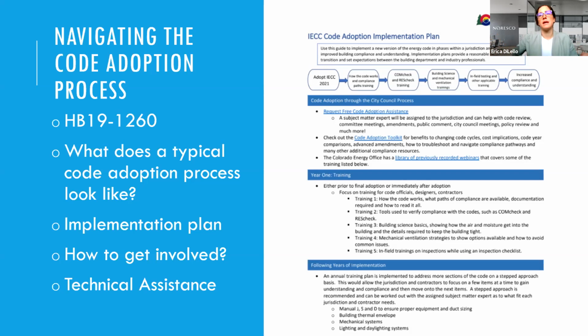Here you'll see an implementation plan that looks at what happens after adoption, and what a typical training schedule could look like. In one of our future webinars, we're going to go over an implementation plan and what it looks like for jurisdictions, what recommended trainings there are, and different things like that. But the best way to really learn the codes is to get involved. There's a whole drop down in the navigating the code adoption process that links to a bunch of newsletters, how to join a committee, and different things like that. So be sure to check that out.